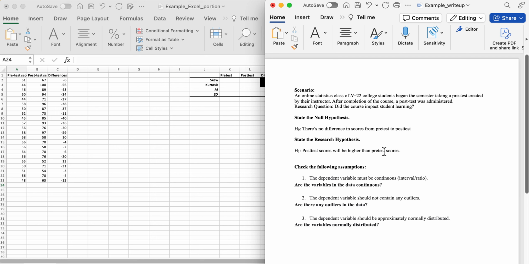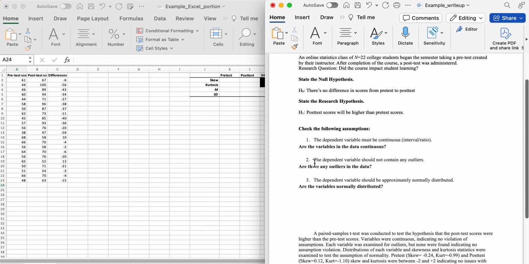We are predicting one direction because we would not expect that the course would make them forget information they already knew, right? So we're only predicting in a one-tail hypothesis that the post-test scores will be higher than the pre-test scores. We have a good reason to predict a one-tail hypothesis, right?